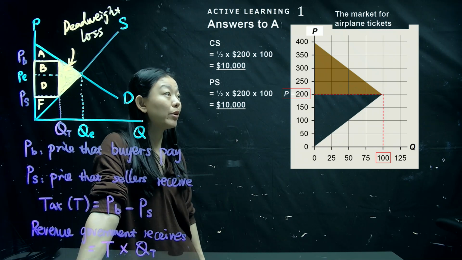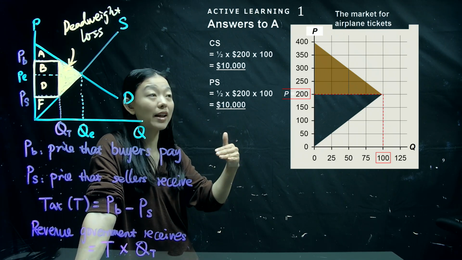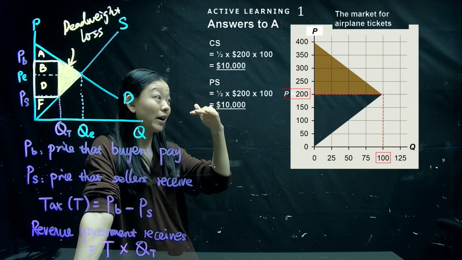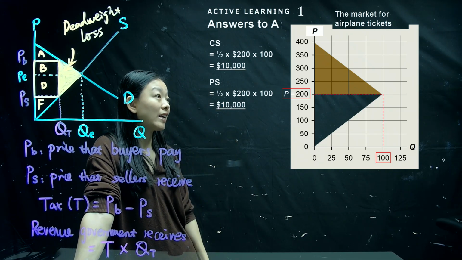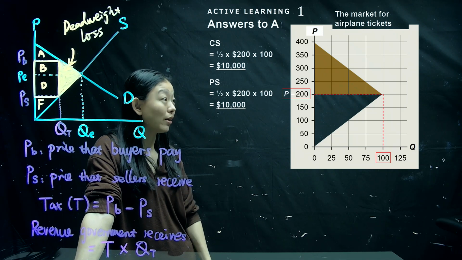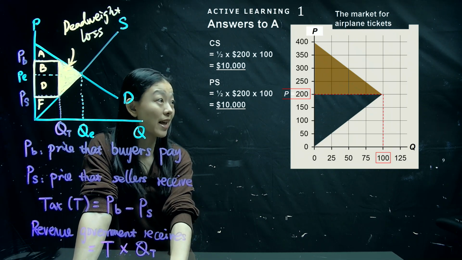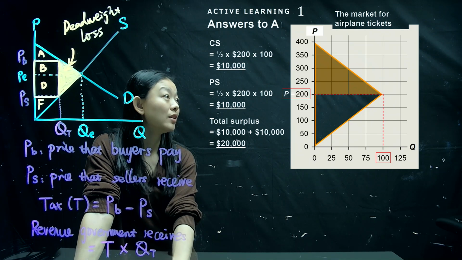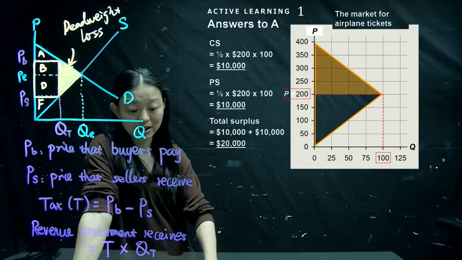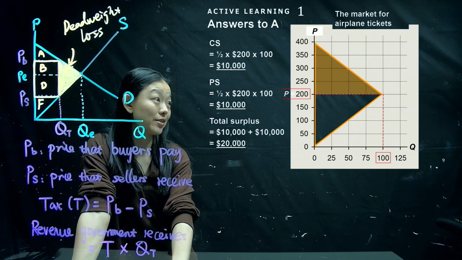And also you can compute the producer surplus. The market equilibrium price is $200, and then you need to find the area above the supply curve but below the market price, right? So here you can get the producer surplus equal to $10,000 as well. Then the total surplus is just the summation of consumer surplus and producer surplus. So just sum these two parts, you can get the total surplus equal $20,000. So I think part A is not hard to do.